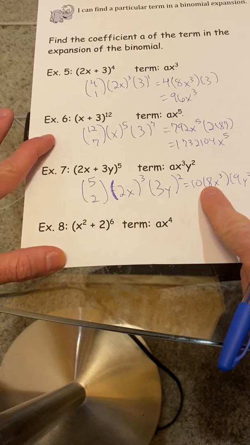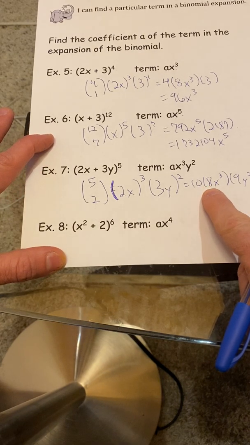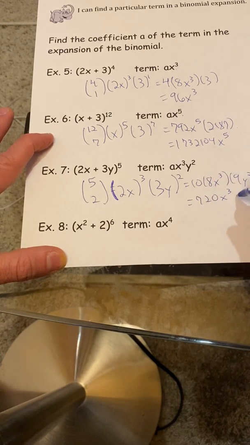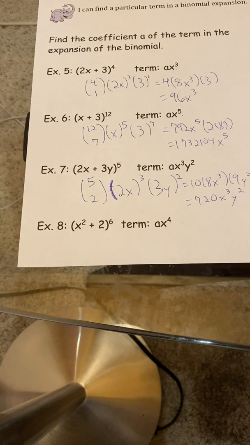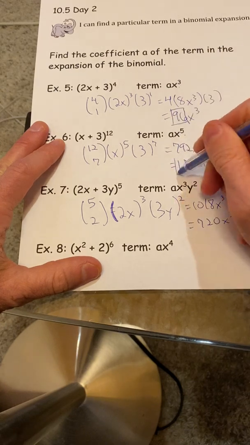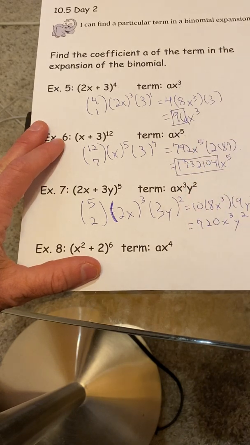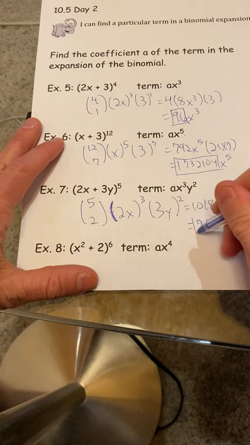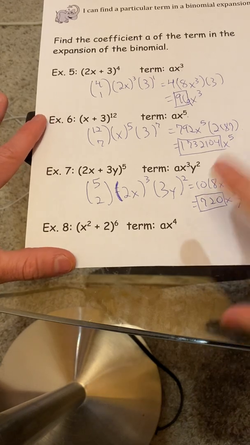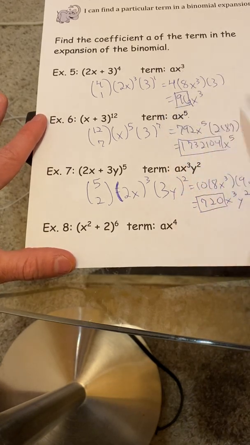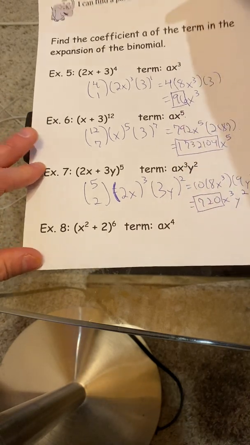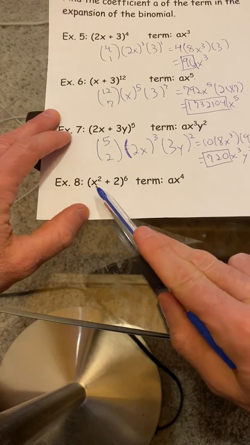And then, 10 times 8 is 80. 80 times 9 is 720. x to the third, y to the second. And I guess technically with all of these questions, all they've really wanted, 96, the 1,732,104, or the 720, is our answer there. Again, on a test or quiz, if you're writing out the entire term, that's fine, but really all you need truly is the coefficient.